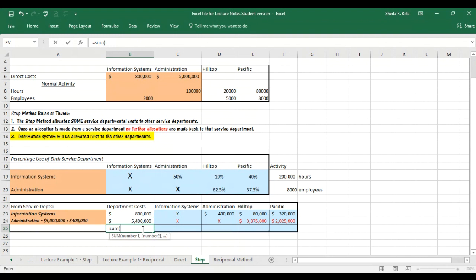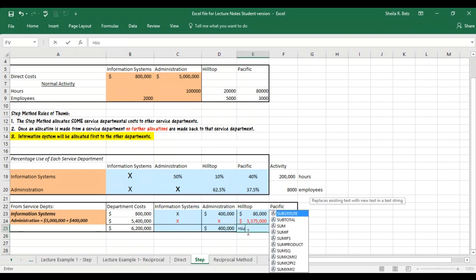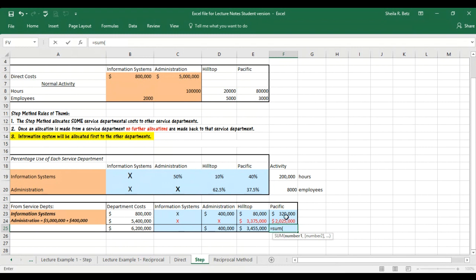And if you want to check your work, you can. So the total costs we divided up was $6.2 million. If I sum up all of the costs to all of the departments that were billed, it will give us $6.2 million.